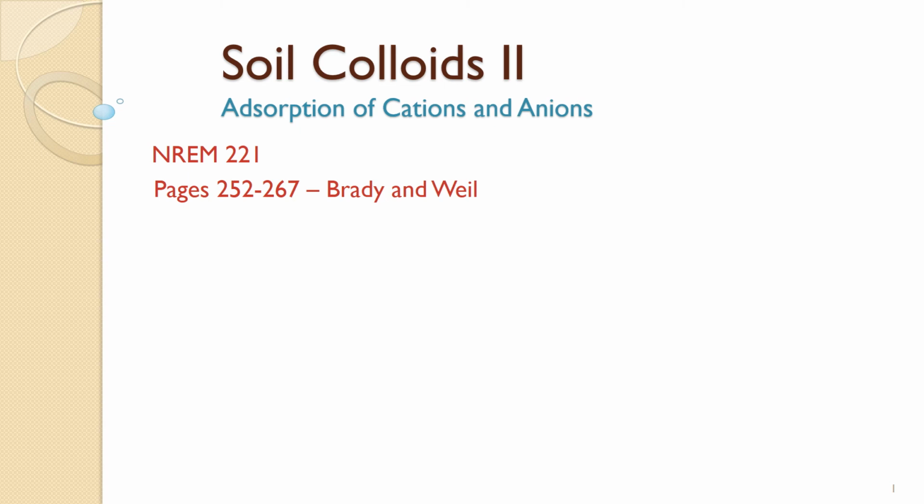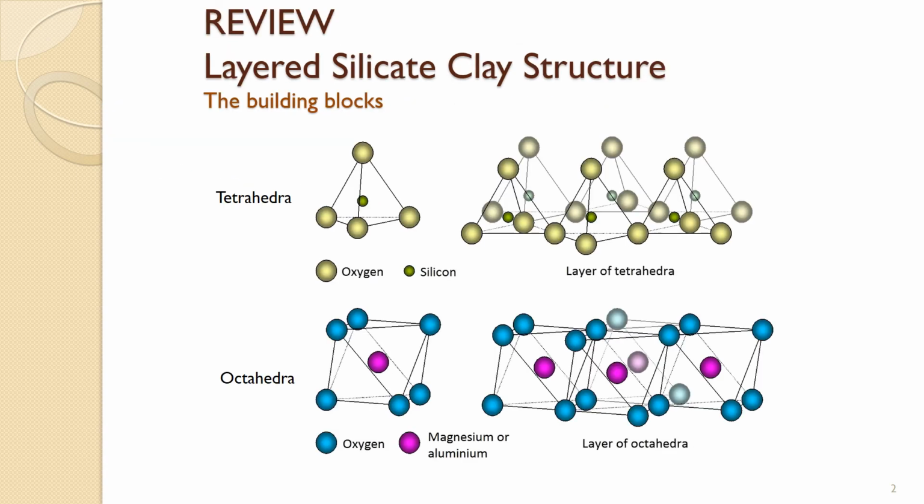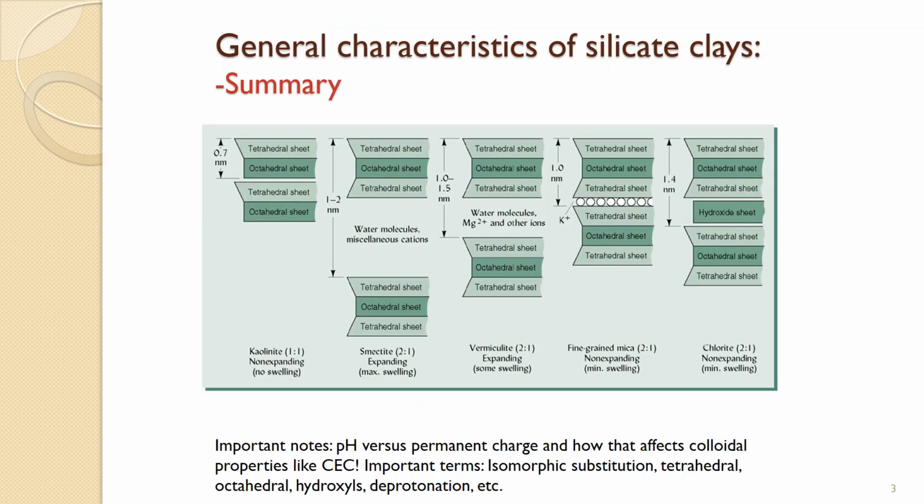So we're going to start talking about the second part of soil colloids, which is the absorption of cations and anions. As you remember from last time, we talked about the actual structure of silicate clays, which includes the building blocks tetrahedra with oxygen surrounding a silica, and then the octahedra building blocks where we have oxygen surrounding magnesium or an aluminum, and these make up the tetrahedral layers and the octahedral layers.